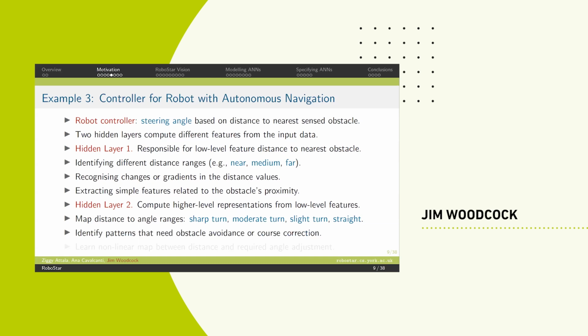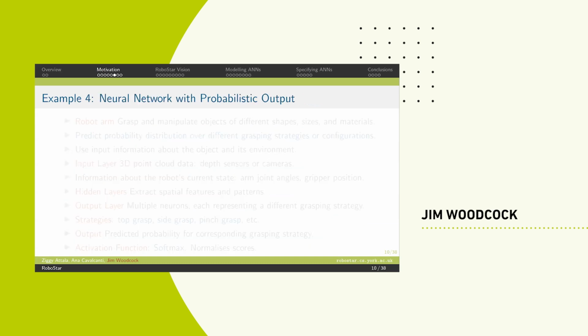And so we can identify patterns that need obstacle avoidance or course correction from this neural network. So what's going on here is we're learning perhaps a non-linear mapping between distance and required angle adjustment. So my final example of a neural network controlling a robot has a probabilistic output.